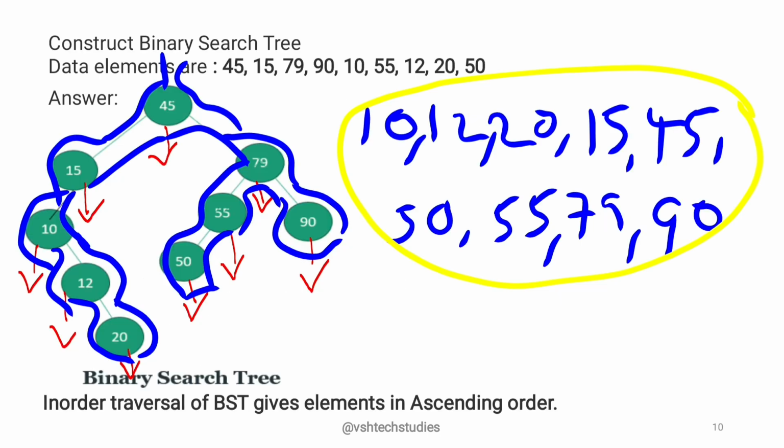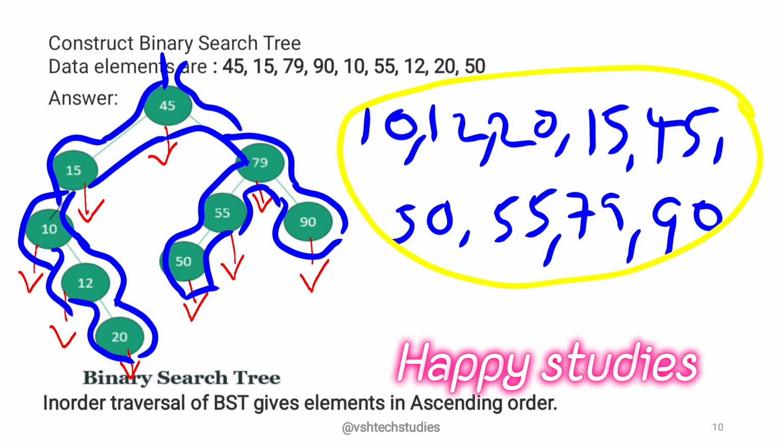I hope you understood what a tree is, a binary tree, and then a binary search tree. Then how to construct a binary search tree if data elements are given, and how, if we do inorder traversal for a binary search tree, we get the elements in ascending order.